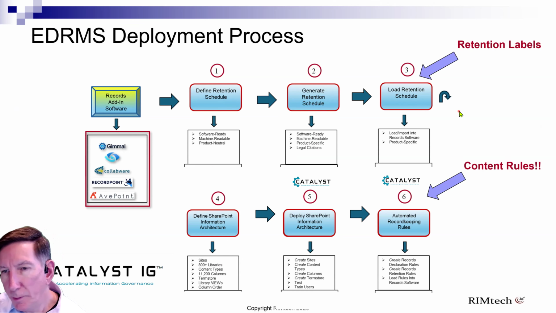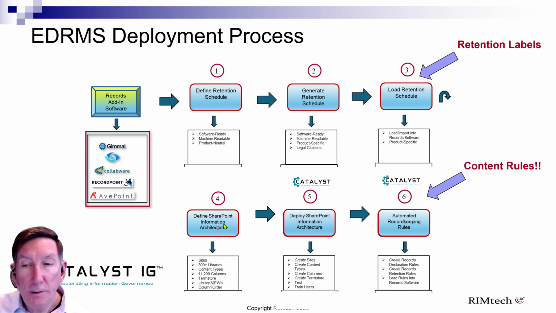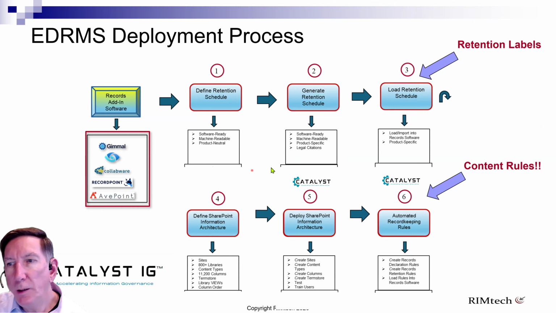In order for your EDRMS to work, you need a SharePoint IA, or information architecture. In this case, it's approximately 800 libraries, 14 columns per library, gives you 11,200 columns, all the detail, okay? So you have to figure out what that architecture will be first. Then you have to build it, which we call deploy, right? Defining it could take you a year. Building it could take you a year, okay?